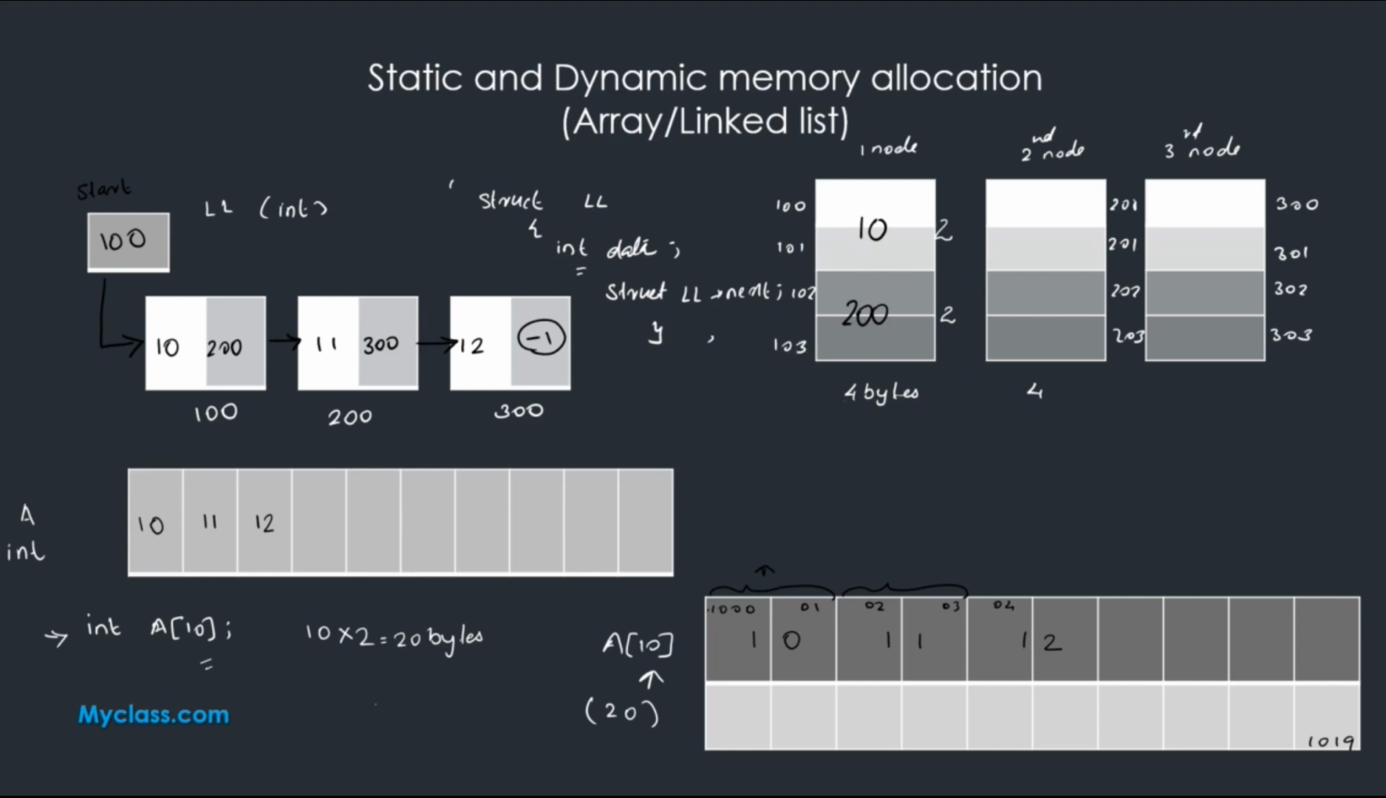So a total of 4 bytes is needed for the first node. The second node contains the data value 11 and the link part containing the address of the third node, 300, and the third node contains the data 12 and the null value. This is our null value because this is not a correct address value. Here also we want 4 bytes, so a total of 12 bytes is needed for saving the 3 nodes of this linked list.